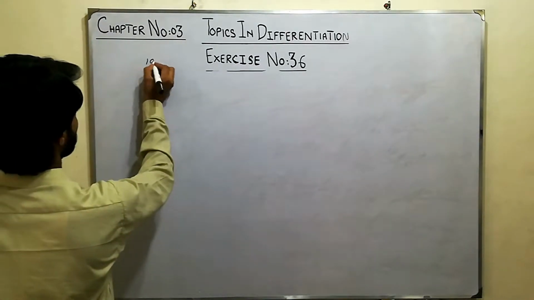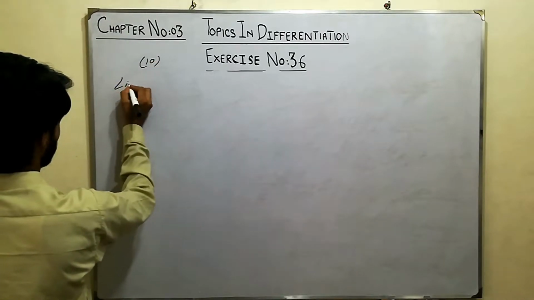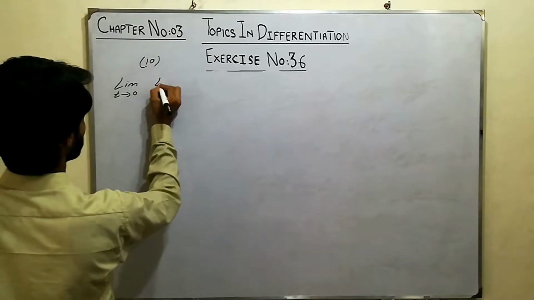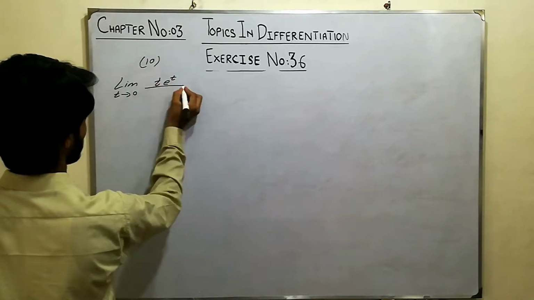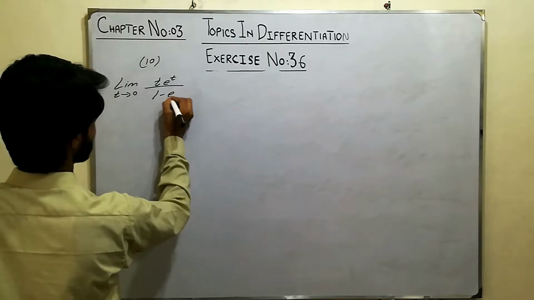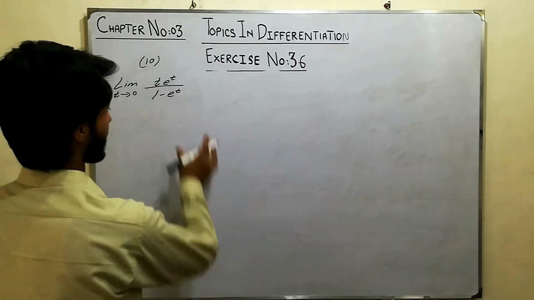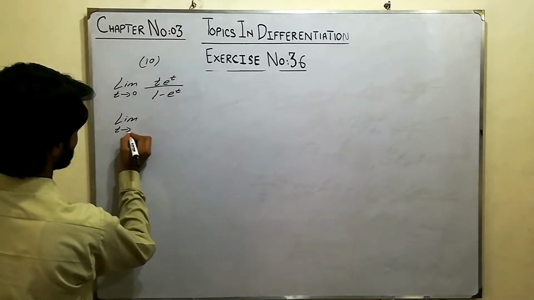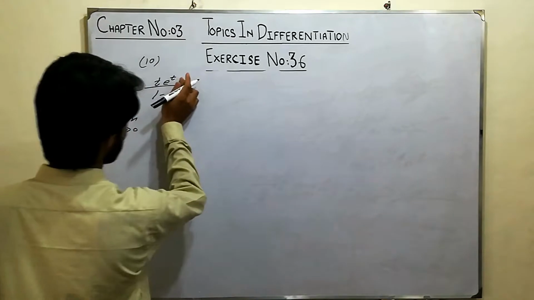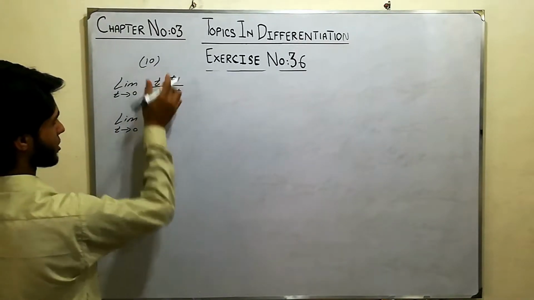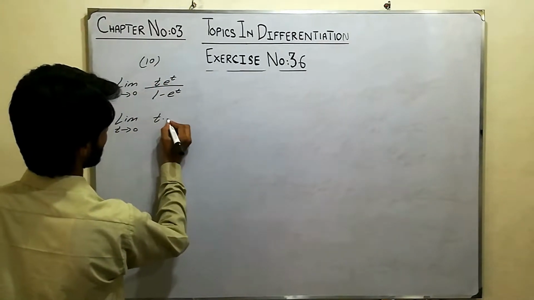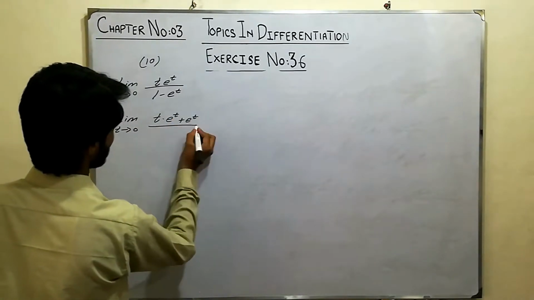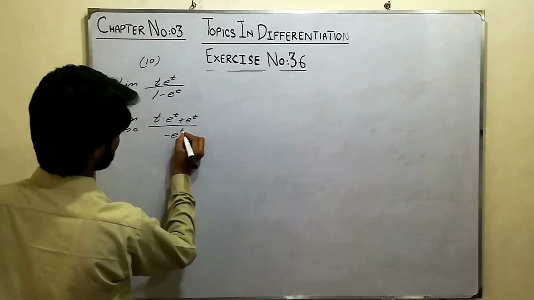Question number 10: limit as t approaches 0 of t a^t divided by 1 minus a^t. If we put the limit, we have the form 0 by 0. Now take the derivative. Limit as t approaches 0. For the derivative of t a^t, we apply the product rule on this function. So we have t times a^t plus a^t, divided by minus a^t.